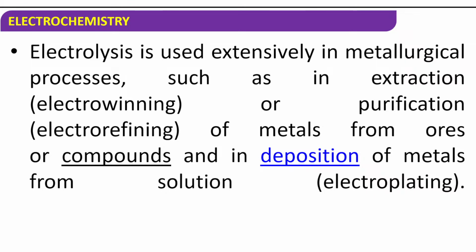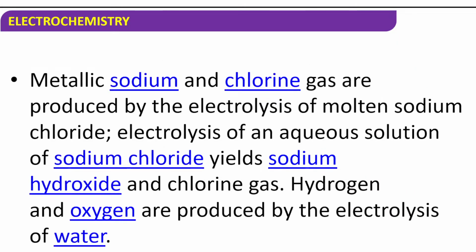Now, metallic sodium and chlorine gas are produced by the electrolysis of molten sodium chloride. If we do the electrolysis of an aqueous solution of sodium chloride, we get sodium hydroxide and chlorine gas. Even, as I just told you, hydrogen and oxygen are produced by the electrolysis of water. These are all phenomena of electrolysis, and these are the applications of electrolysis.